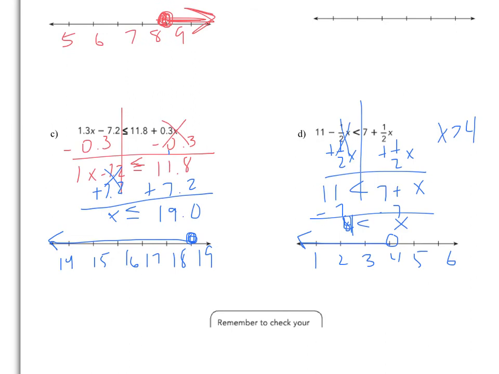So for the first one, you end up with x is less than or equal to 19, and there's all my work. Closed circle, shade to the left. And then for D, you get 4 is less than x. When you rewrite that with the x first, you get x is greater than 4. So that is an open circle, and you're going to shade to the right.